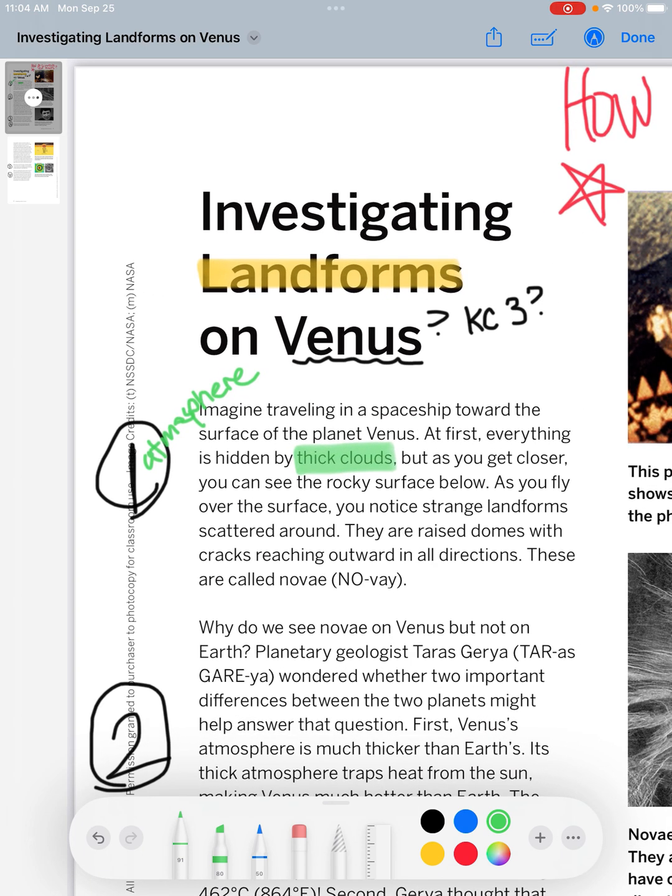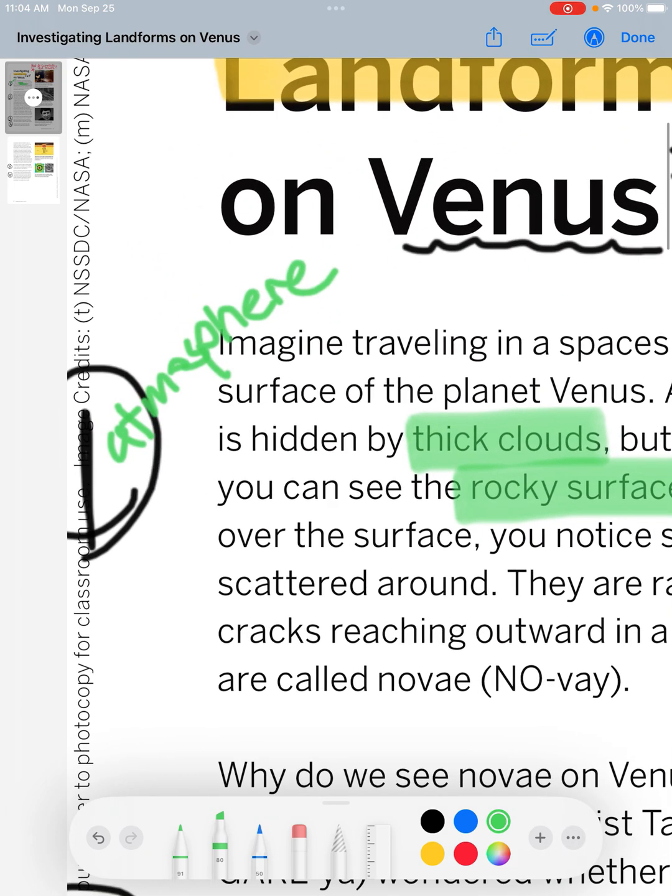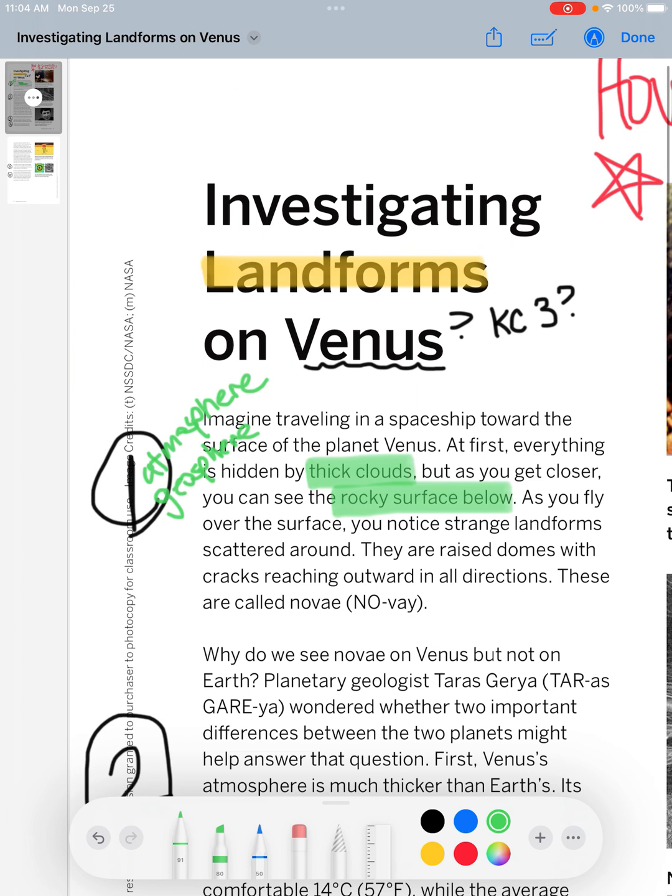Okay. So it says at first everything is hidden by thick clouds, but as you get closer, you can see the rocky surface below. Okay. So the rocky surface, I know, is talking about the geosphere. So I'm going to switch and say, here's my geosphere. Now, I didn't use the yellow to highlight it because it's not the actual vocabulary word, but I'm practicing my vocabulary by saying I know those thick clouds and this rocky surface below have to do with the atmosphere and the geosphere. All right, continue reading.